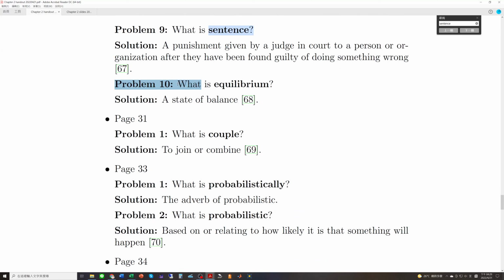Okay, problem 10. What is equilibrium? Solution: a state of balance. Okay.